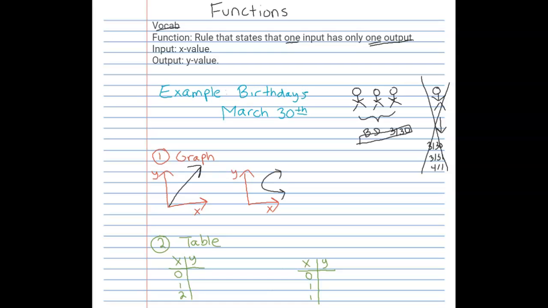The biggest two that I'm going to talk about here are through graphs and through tables. So here, I have an example of two graphs. One of them is a function, and one of them is not. Well, the only way we can determine it is what's called the vertical line test.